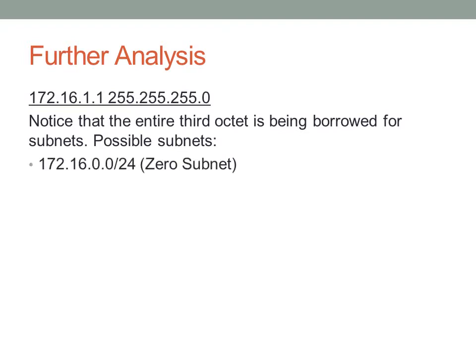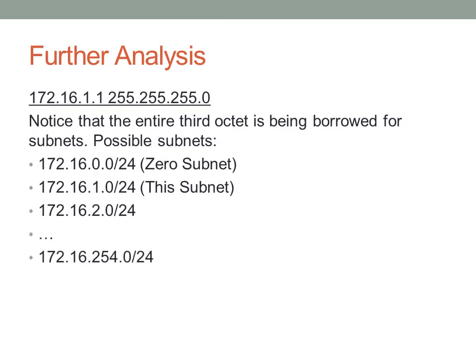And in this case, we could actually have a number of different subnets. We could have 172.16.0.0/24. We could have 172.16.1.0, which is the network that we're actually talking about in this case. You could also assign 2.0, and so on, all the way up to 254.0, and finally 255.0.